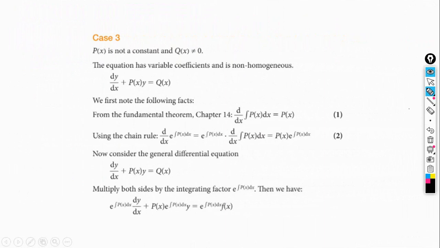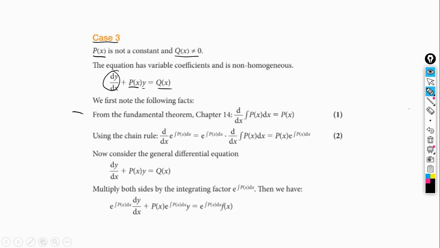So now we're going to take a look at case 3, where p of x is not a constant and q of x is not equal to 0. So the equation has variable coefficients and is non-homogeneous. So it would be in this form. First, the derivative of y plus a function p of x times y, and this is equal to another function q of x. So before we look at this case, we need a couple of facts.